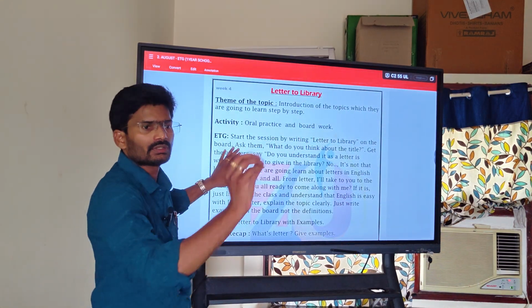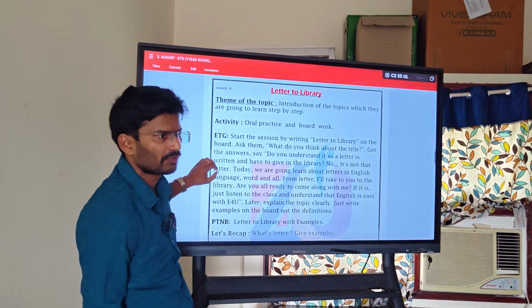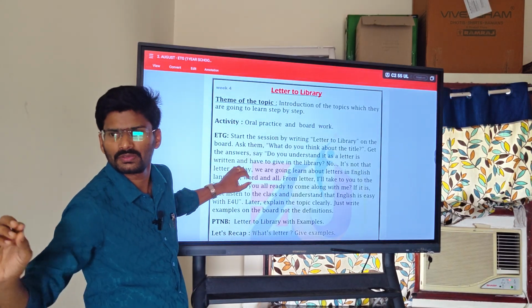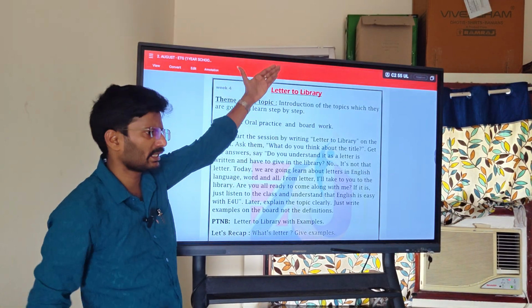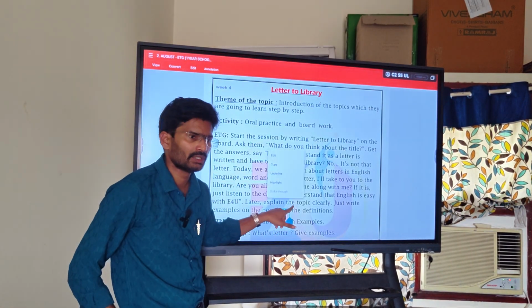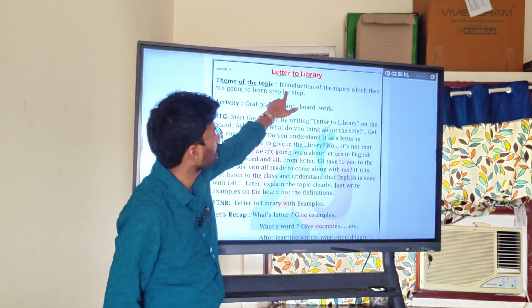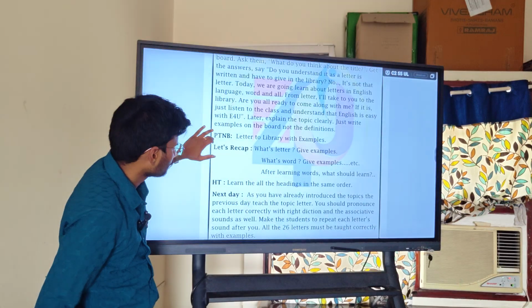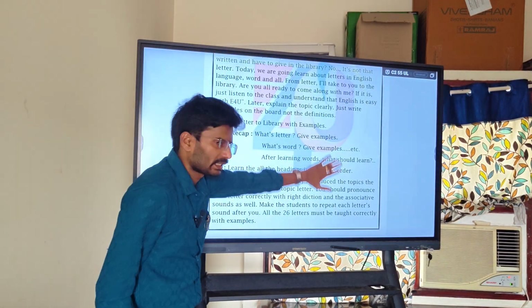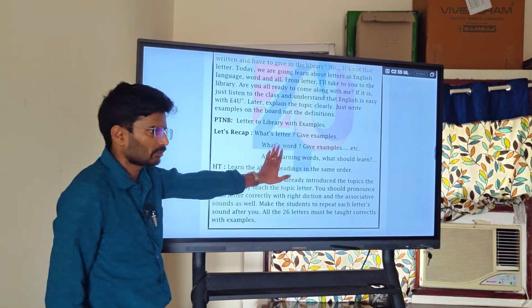Introduce, that's it. Give some examples for letters, some examples for words, some examples for phrases, that's it. Don't teach entire definitions and all, this is very important, okay? Don't teach the definitions. Just introduce the topic. It's just an introduction. That's it. Right? So letter to library with example. That's it. Definitions I'm not writing actually.